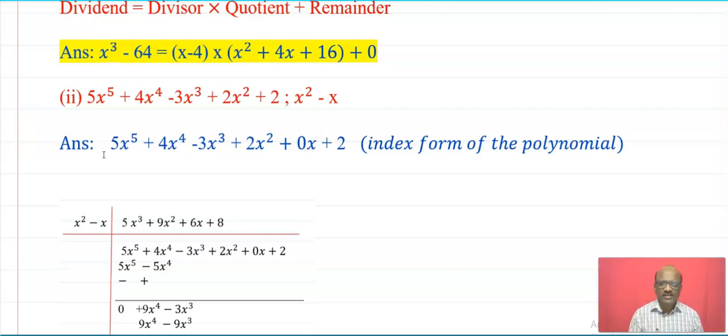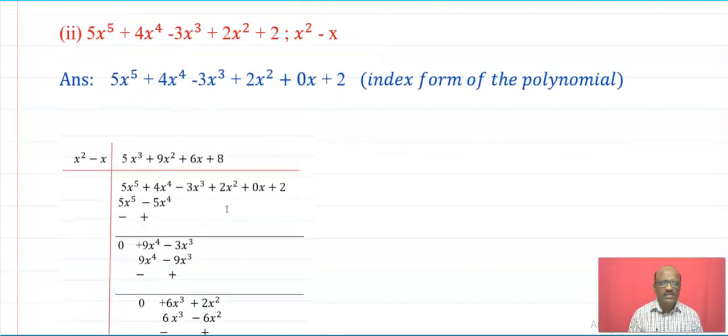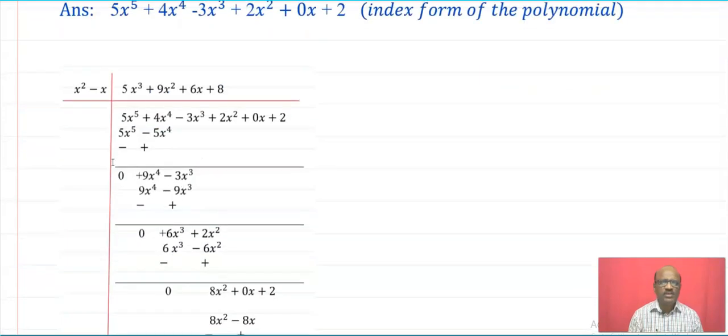Therefore it is written as 5x raised to 5 plus 4x raised to 4 minus 3x cube plus 2x square plus 0x plus 2 in this way. Now we have written the polynomial here.